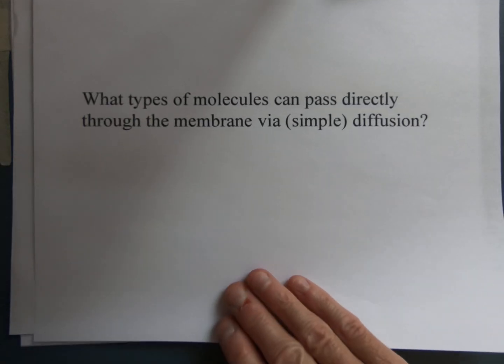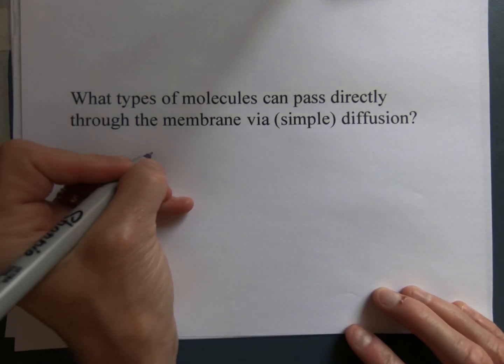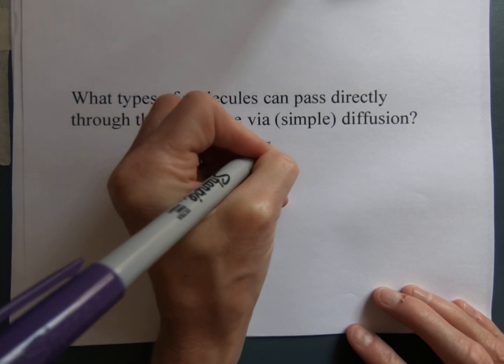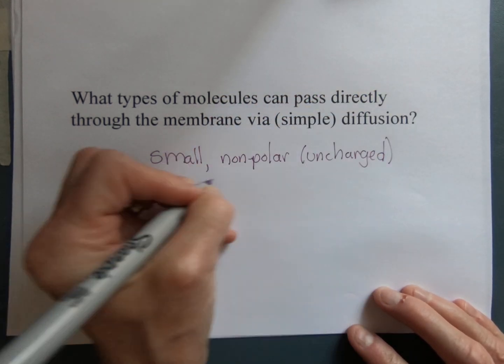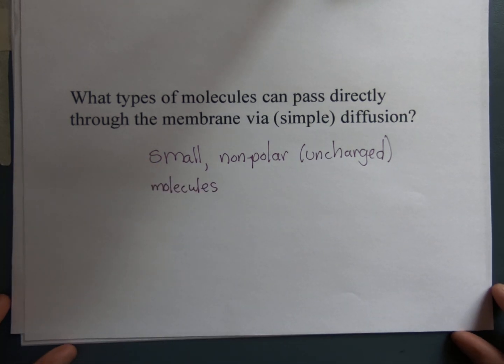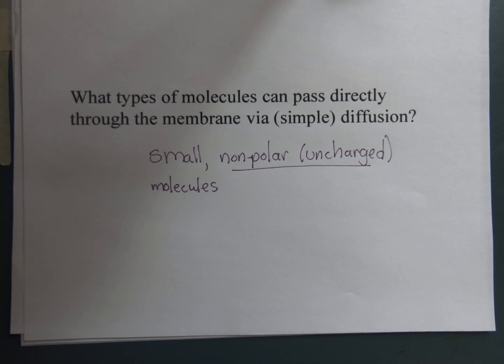Okay, so let's answer this question. What types of molecules can pass directly through the membrane by simple diffusion? Oops, we've already answered that. Small, nonpolar, and definitely uncharged molecules. They have to be small because it's difficult to pass through that tight membrane. They have to be nonpolar or uncharged because polar charged molecules would have a hard time passing through the phospholipid bilayer, because that phospholipid bilayer has those hydrophobic tails to worry about, right?